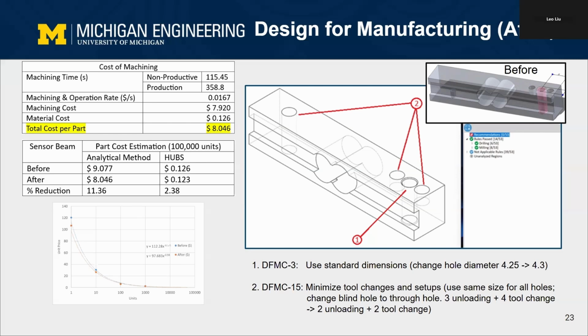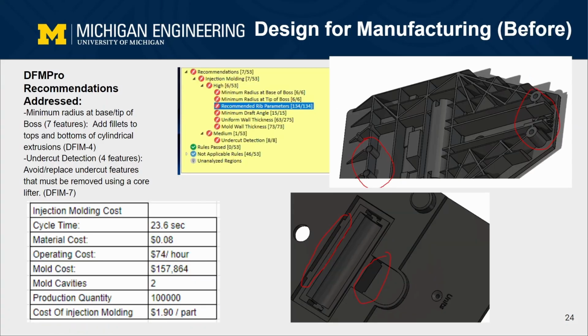Using the analytical method, the total cost per part is estimated to be $8.046, with the breakdown shown in the table. We quoted from Hubs for volumes up to 1,000 units and extrapolated the data to 100K units. The comparison between the before and after design is shown in the second table, and we can see the percentages of cost reduction. Designing for manufacturing with the injection molded part led to a cost of $1.90 per part.